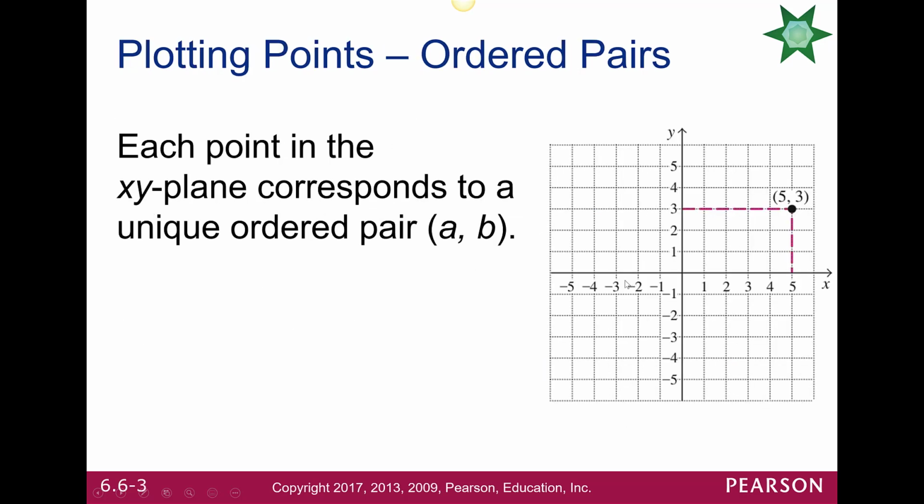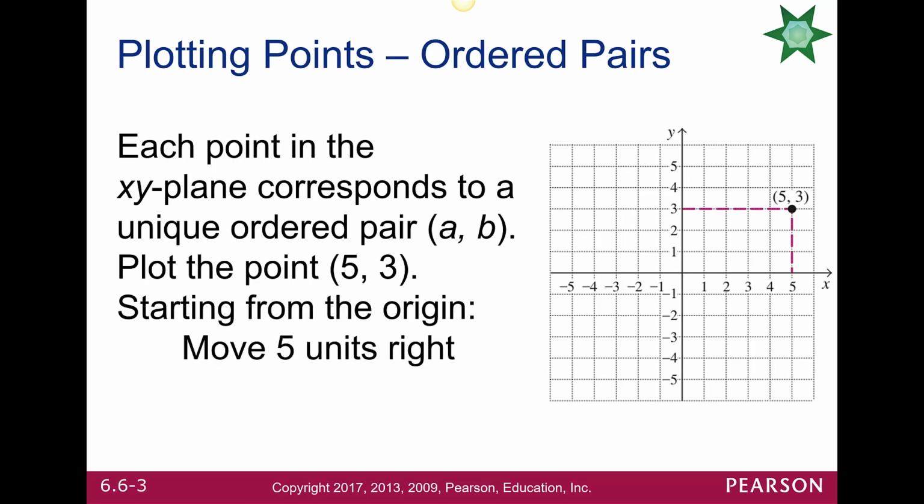Each point in this xy plane corresponds to a unique ordered pair a comma b. So for instance, if we look at this point right here, 5, 3, if we want to plot that point, we start at the origin. The first direction we move is horizontally, which is the x direction. We move 5 units to the right, and then we move vertically, which is the y direction, and we move 3 units up.